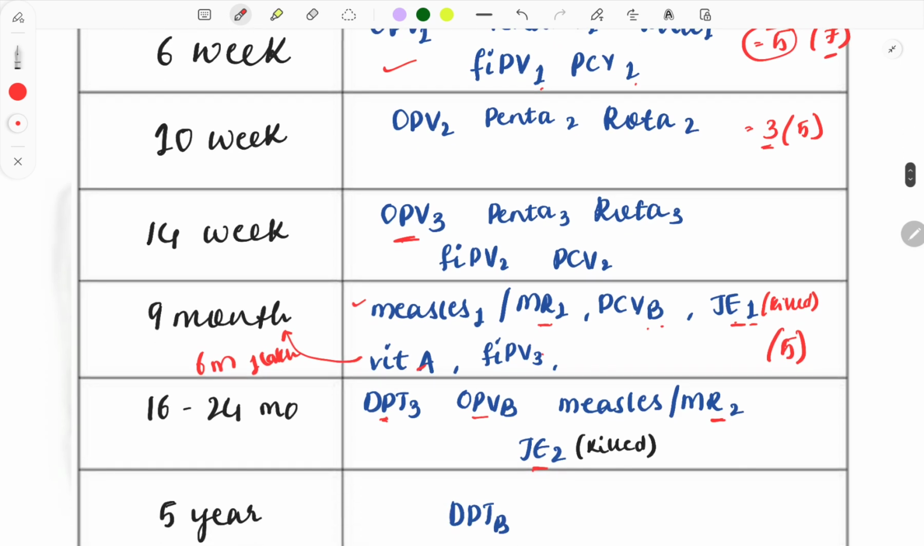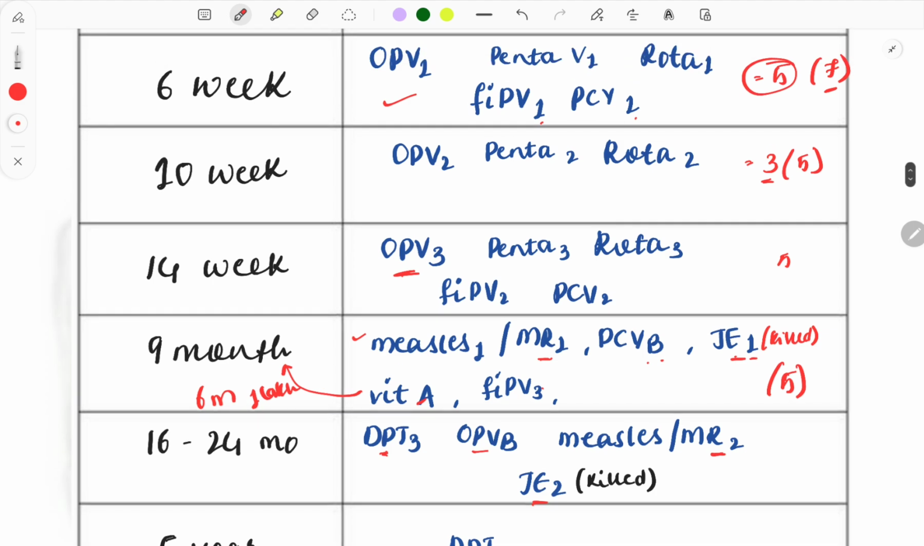At 14 weeks we will be giving the 5 vaccines. Same, the vaccines we should be giving at 6 weeks, those only are repeated in the 14th week, but the dose will be altered. So 1 का हो जाएगा 3 and 2, 3 and 2. Okay, so doses will be changed.